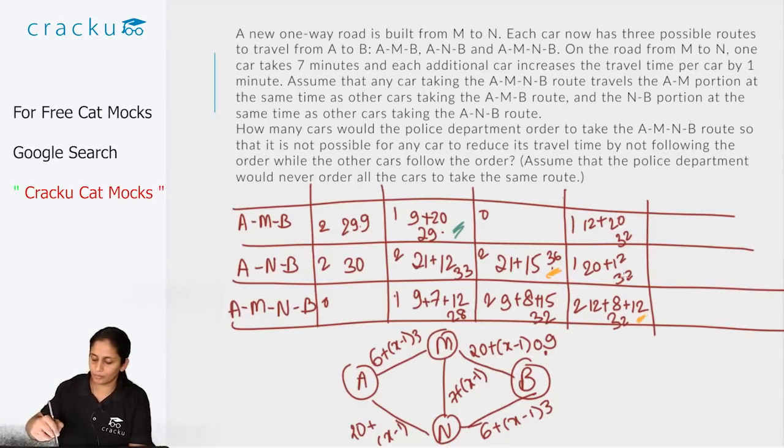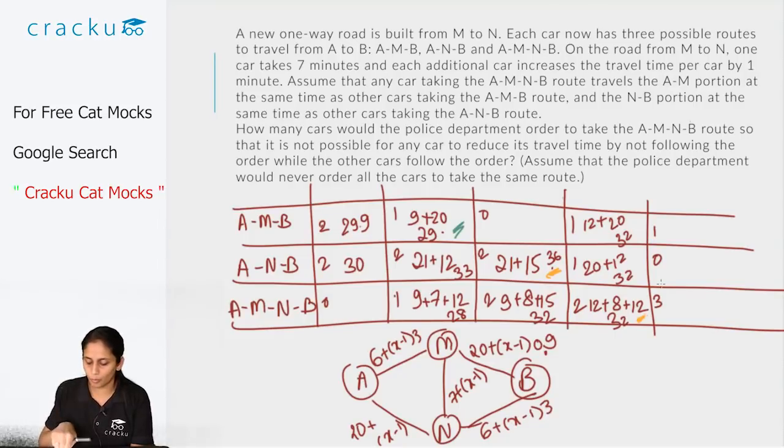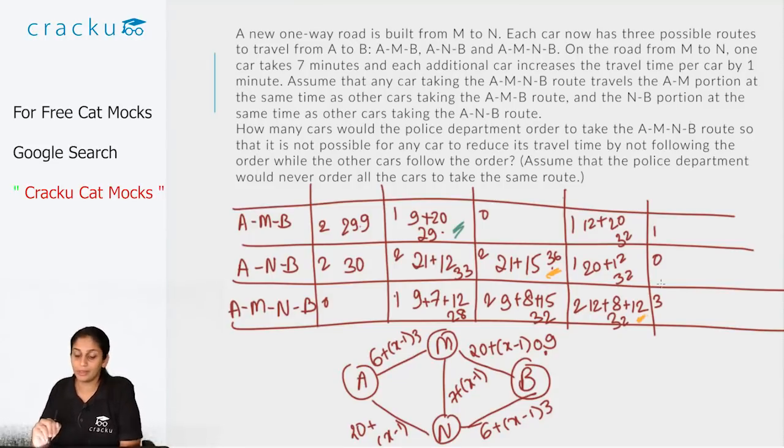From A and B, does it make sense for all the guys from A and B to come to AMNB? So that is the situation where it is 1, 0 and 3. We consider the position where both people from A and B come over. So let's see when both people from A and B come over.